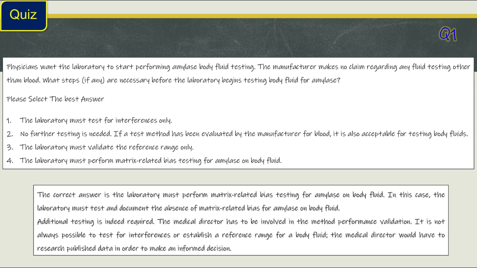In this case, the laboratory must test and document the absence of matrix-related bias for amylase on body fluid. Additional testing is indeed required. The medical director has to be involved in the method performance validation. It is not always possible to test for interferences or establish a reference range for a body fluid. The medical director would have to research published data in order to make an informed decision.